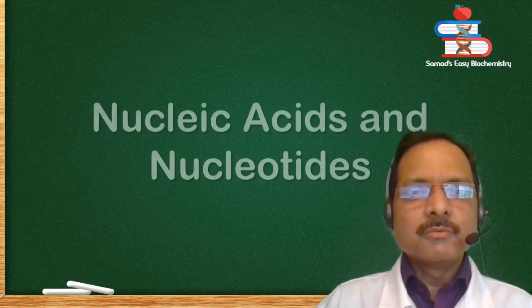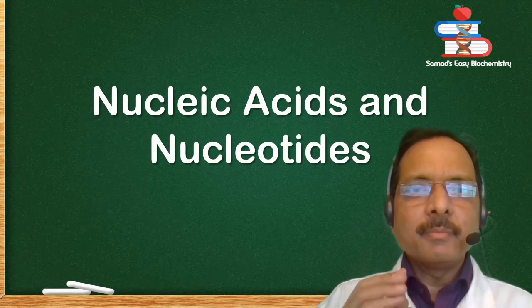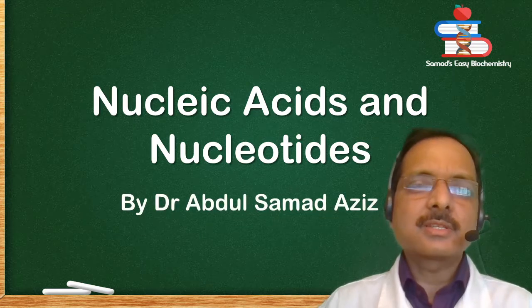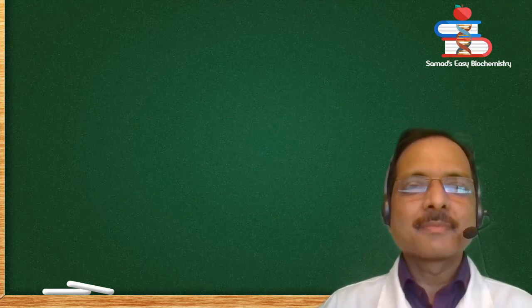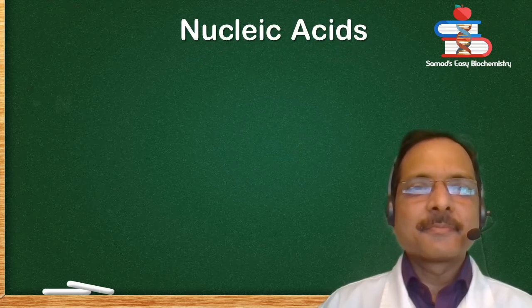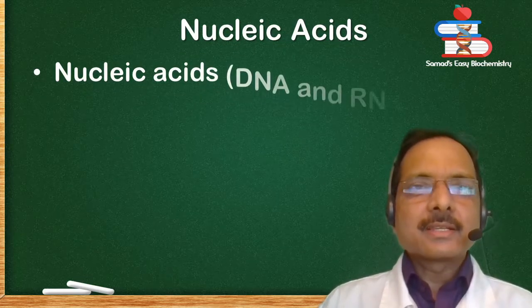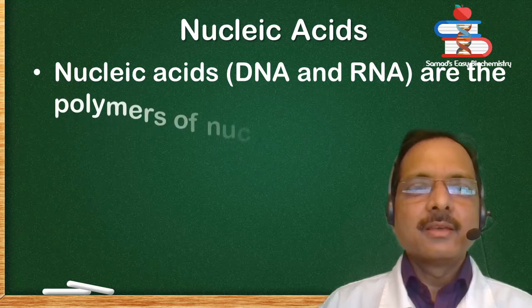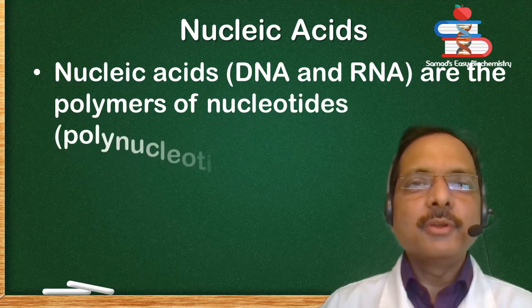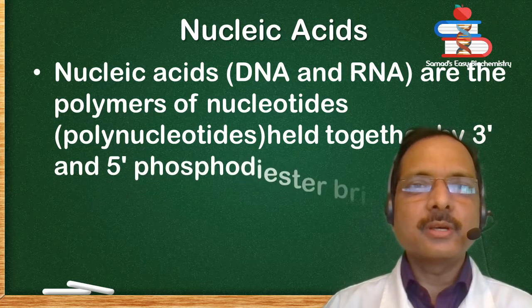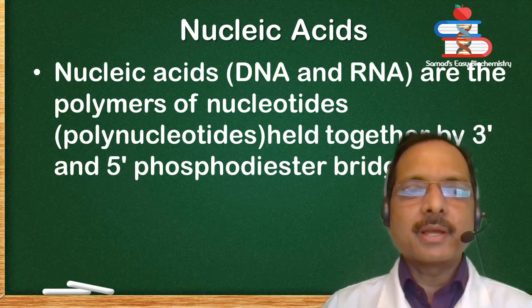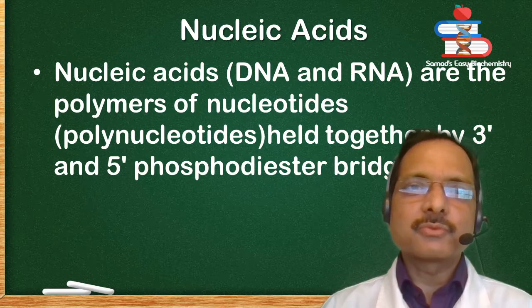In this video we will study some very simple and basic definitions in nucleic acids and nucleotides. So let's begin. Nucleic acids. Nucleic acids, DNA and RNA, are the polymers of nucleotides, polynucleotides, held together by 3' 5' phosphodiester bond or phosphodiester bridge.